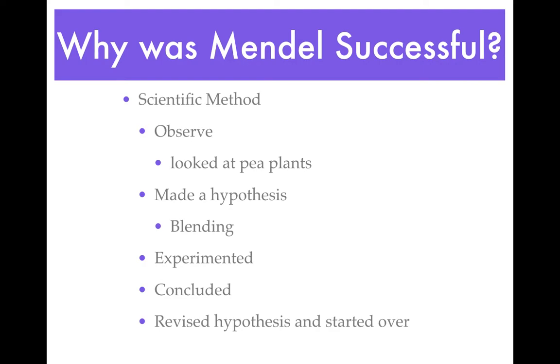He used the scientific method. He observed. He looked at pea plants over and over again. He made his hypothesis, and his hypothesis to begin with was blending, that you would get something in between the two extremes. But when he did his experiments, he had to conclude that blending was not the correct hypothesis, that for the things he looked at, and what turns out to be true for most things, is you don't get a blending. You get a dominant or a recessive, or some other interaction we know now. So he revised his hypothesis and started all over again.